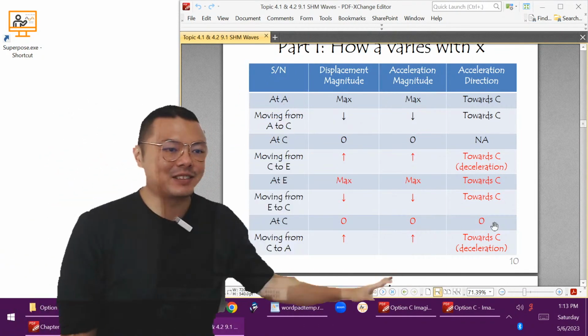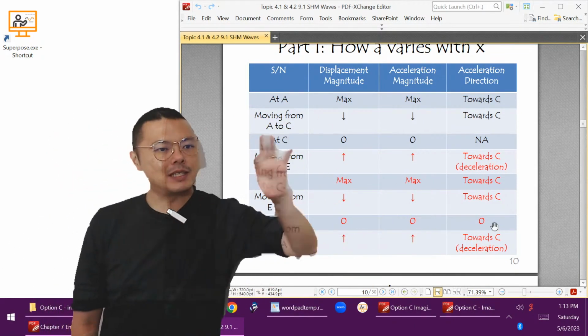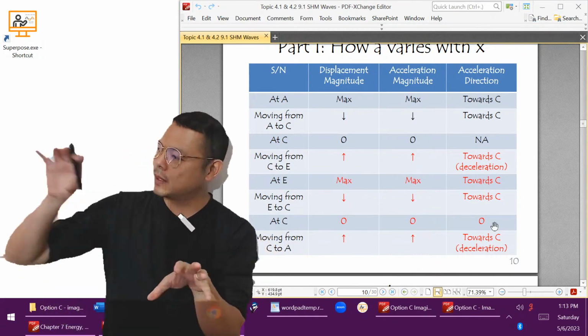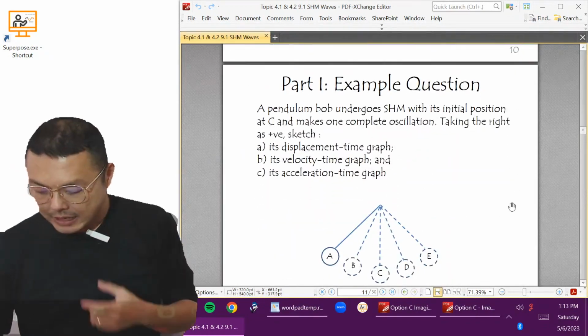This table here is just to show you the directions, right? Just a summary of the directions. When the displacement is here, the acceleration is pointing there. When the displacement is there, the acceleration is pointing here. Okay, again, that's all. Don't worry about this.